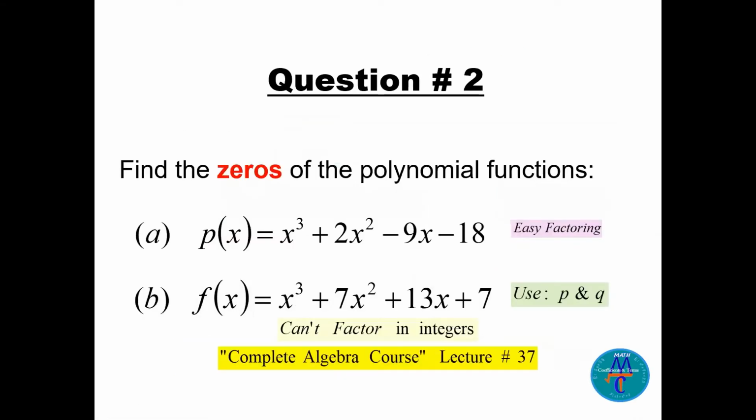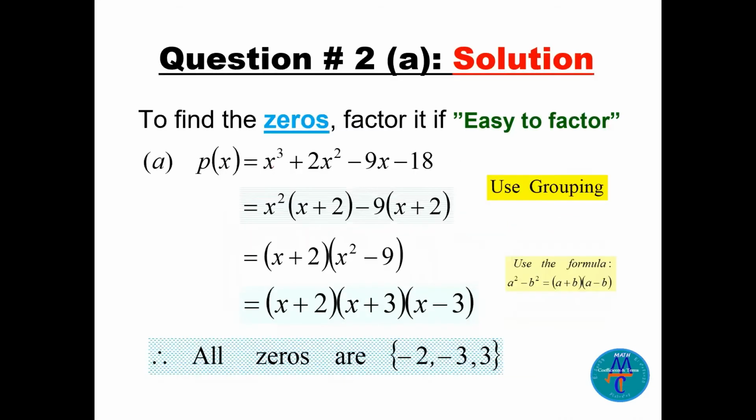Now what will happen if we have a more difficult question? Find the zeros of these polynomial functions. x cubed plus 2x squared minus 9x minus 18. This is easy to factor like question number 1. But look at this one here. Very ugly, and you will see many questions in Calculus 1 like that: x cubed plus 7x squared plus 13x plus 7. We cannot factor in the integers, so we have to use P and Q. That is in the complete algebra course, lecture number 37, rational zeros test. I will show you now what to do.